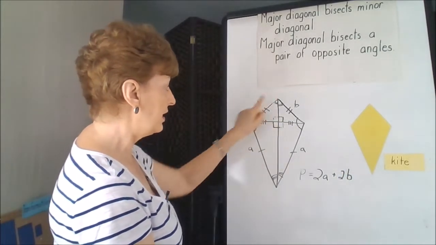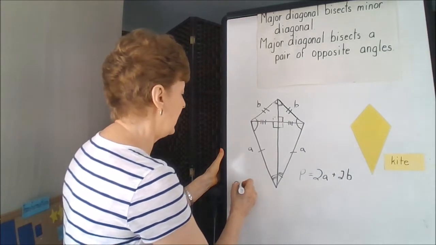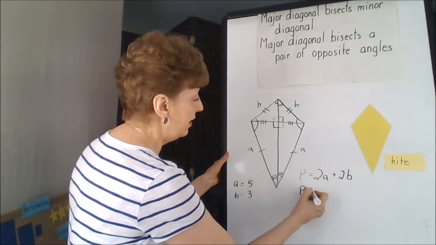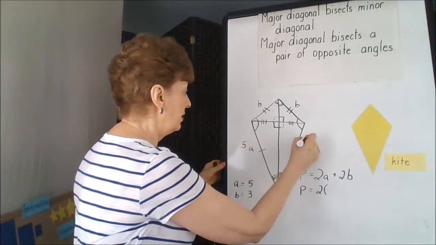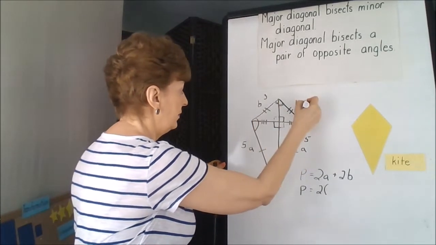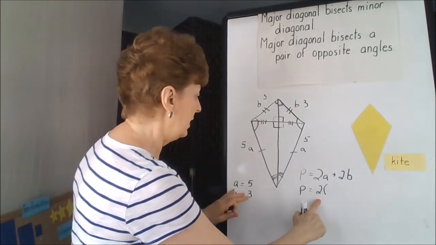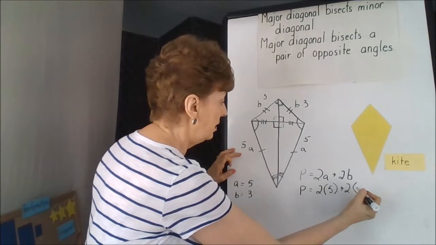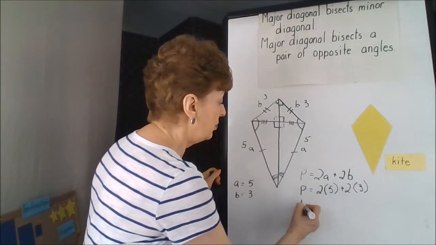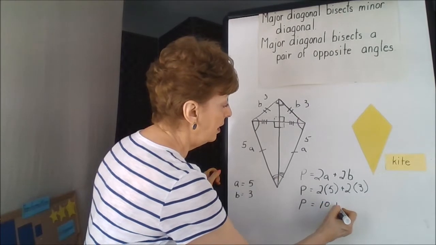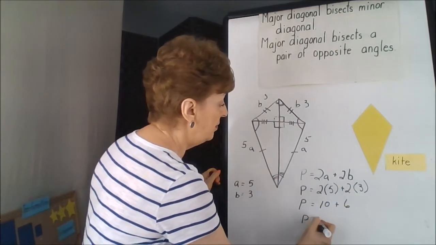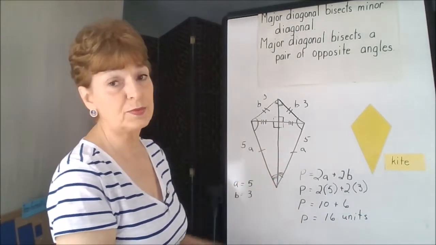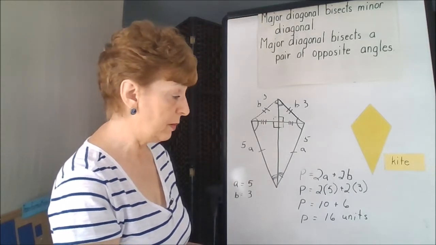If we had values in here, if we said A equals 5 and B equals 3, we could then put those values in. If we said that our A's were 5 and B's were 3, we could say 2 times A, which is 5, plus 2 times the quantity B, which is 3. So our perimeter would be 10 plus 6. The perimeter would be 16 units. Since I didn't mark these with feet or inches or centimeters, we would call them units at the end.